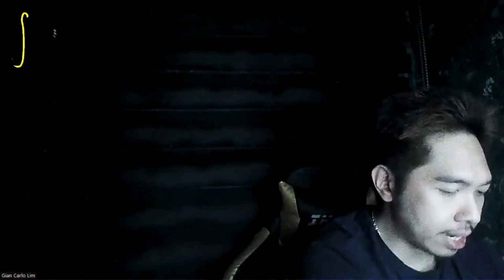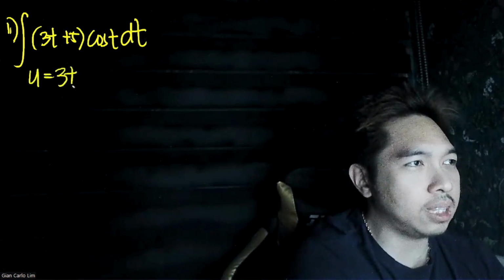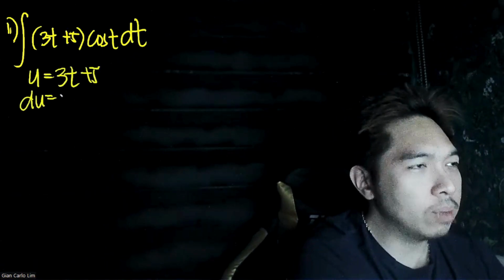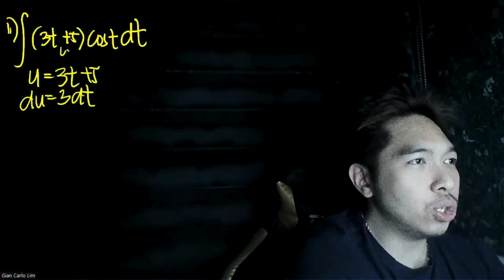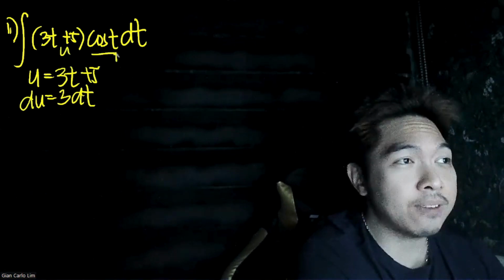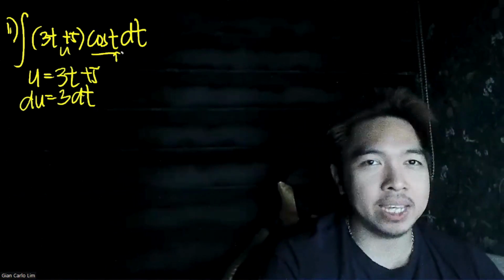So for sample problem number 1, we have the integral of (3t plus 5) cosine t dt. All right. So if we're going to use substitution here, if we let u be equal to 3t plus 5, du will be equal to 3 dt alone. And if we substitute everything here, we still have u and then a cosine t. Okay. So we still have a function of t, and that's not friendly in our equation. Okay. So we're going to apply integration by parts.